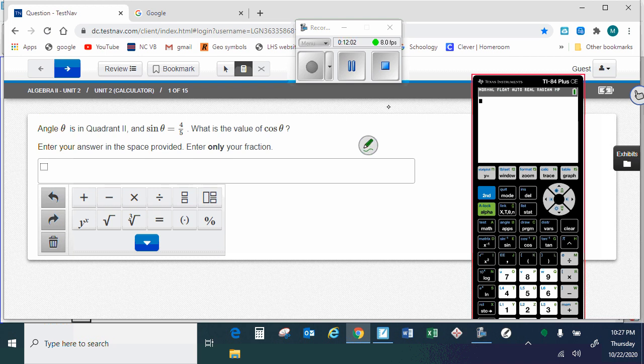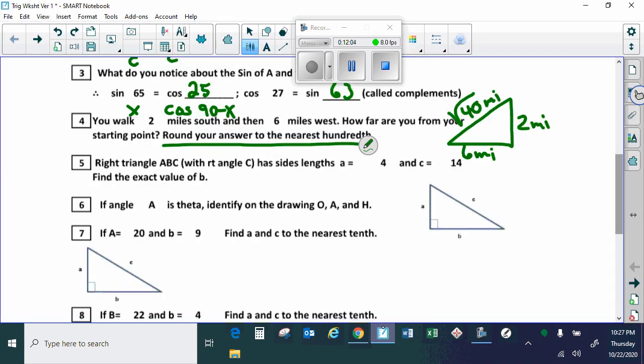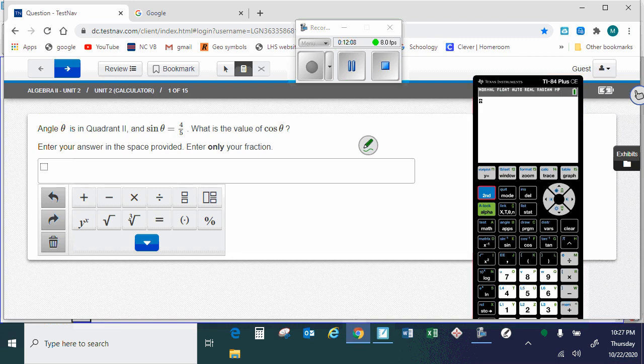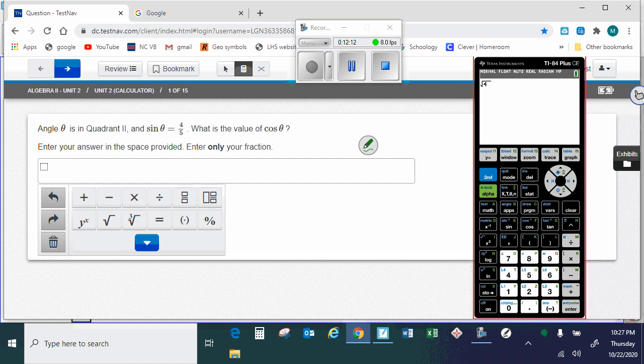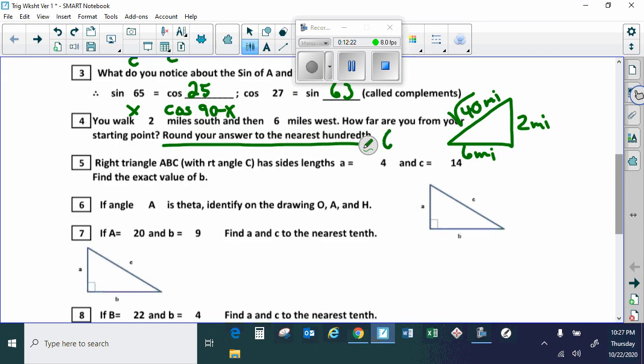All right. So what was it we were looking for again? Square root of 40. So second square root 40. Enter is 6.32. We're going to the nearest hundredth spot. 6.32, therefore, 6.32 miles. Okay, how far are you from the starting point? Let's say how many miles, so you have to actually add in that unit or you lose a point.